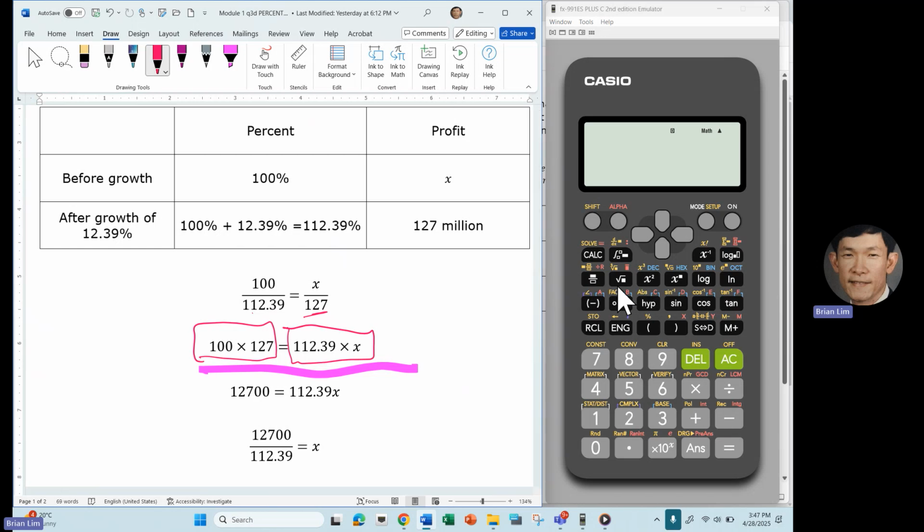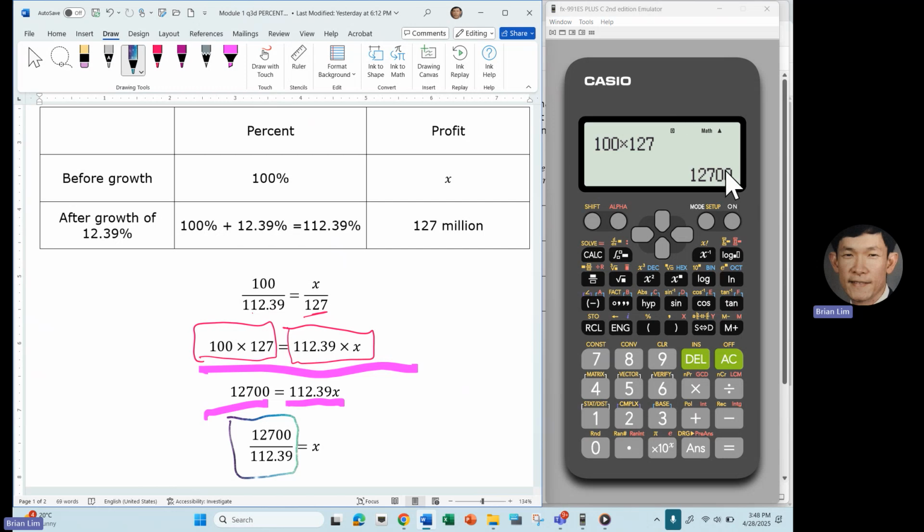So let's take the 100 and multiply by 127. And that gives us 12,700, which is this number right here. And that is equal to 112.39 times X. So X will be equal to this quotient there, or 12,700 divided by 112.39.